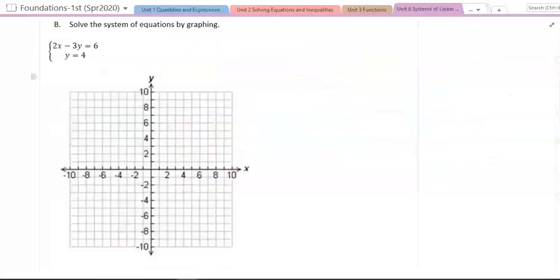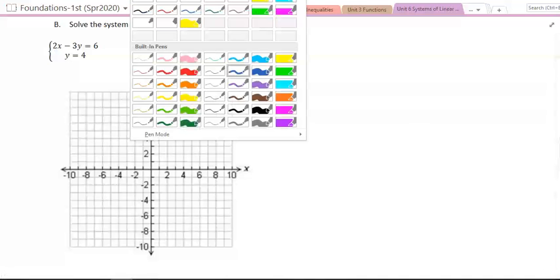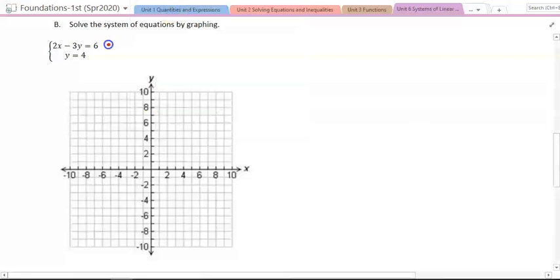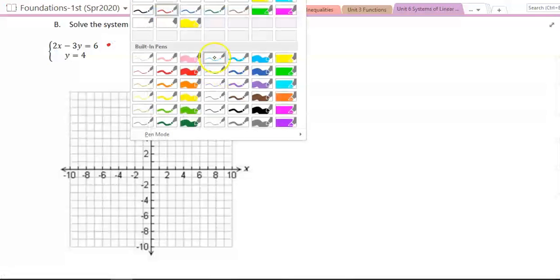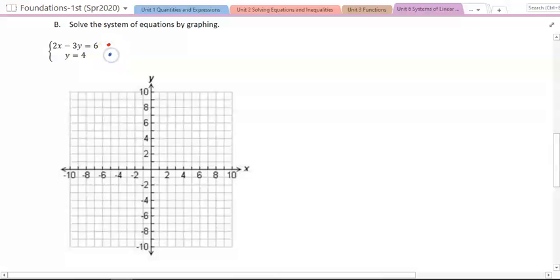All right, so let's look at example B. So we have 2x minus 3y is equal to 6, and y is equal to 4. So we've got a couple of lines here. One's in standard form, and the other is just a one variable line. And so let's deal with the standard form one first. And so 2x minus 3y equals 6.